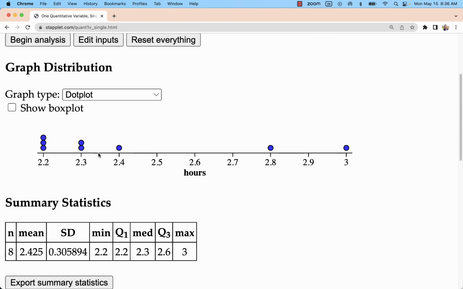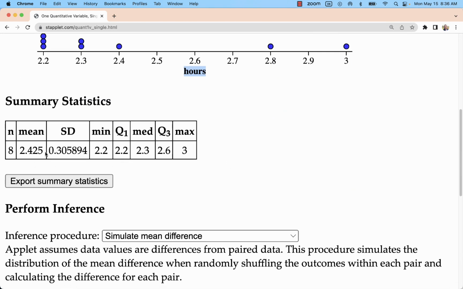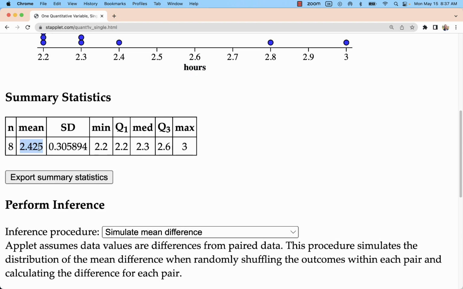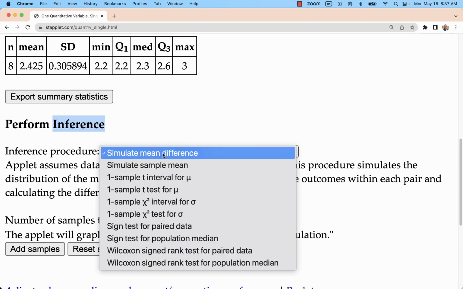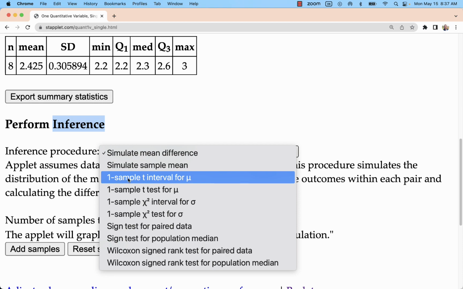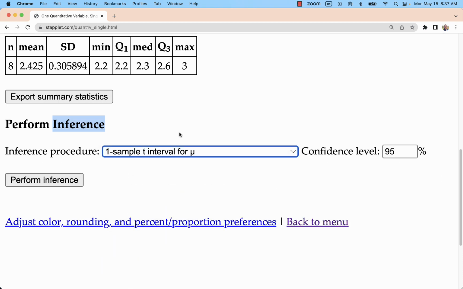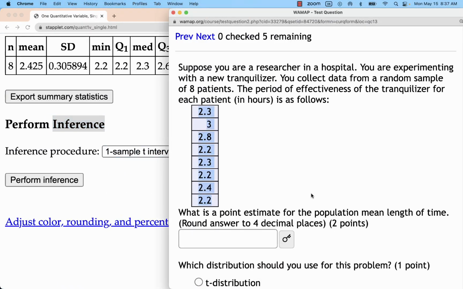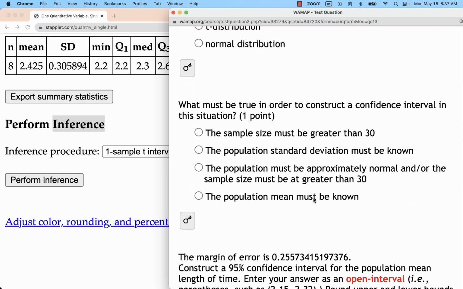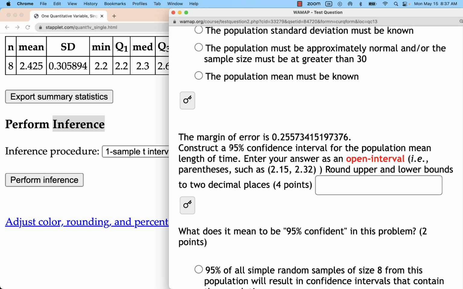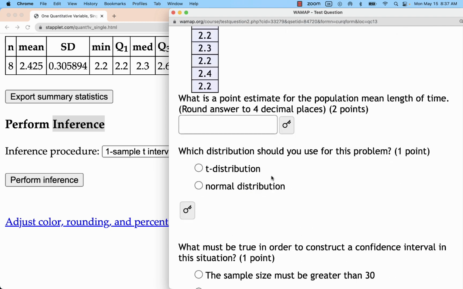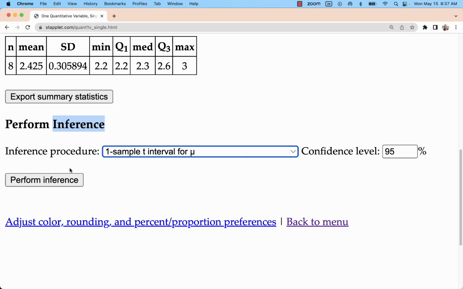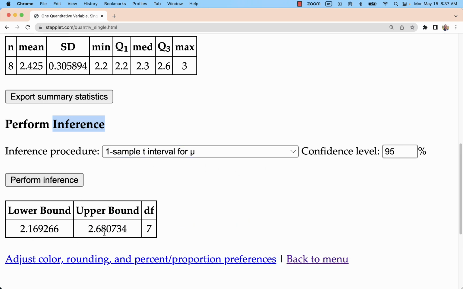Now I'm going to have some additional information, including summary statistics. This sample mean there is my point estimate. To find the margin of error or the full confidence interval, I need to go to inference and one sample t interval. A lot more options this time because I did raw data. Going back to the problem, I'm going to scroll down and see that this is a 95% confidence interval. There's a lot more going on, but we can answer all those questions. For now, let's just get that lower and upper bound.